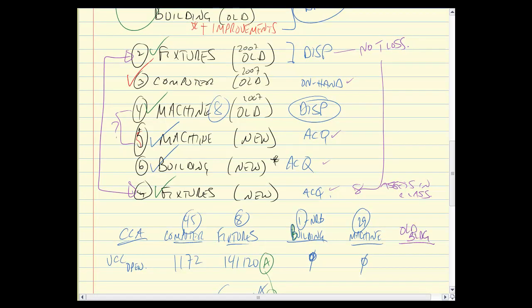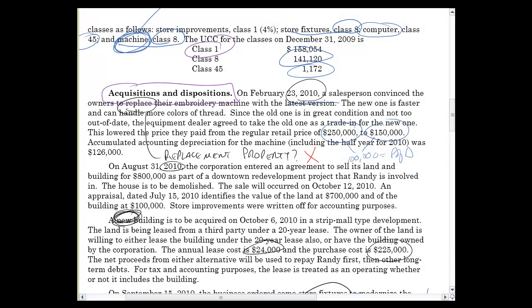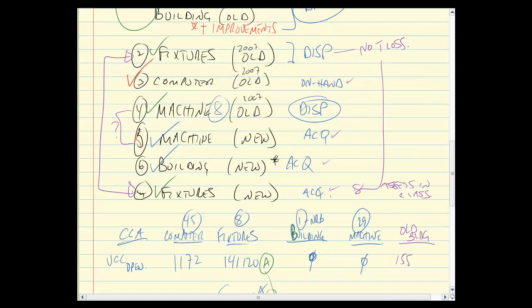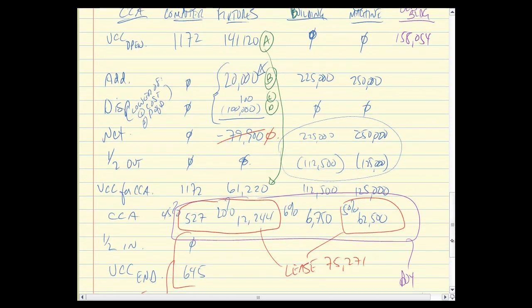The old building, we are told, is in class 1, and has a starting UCC of 158,054. So what we know, tell me a number on my schedule that I know, knowing that this building is gone, sold at the end of the year. If a building is gone, then I know my UCC is 0 at the end of the year. The question is, what comes out?